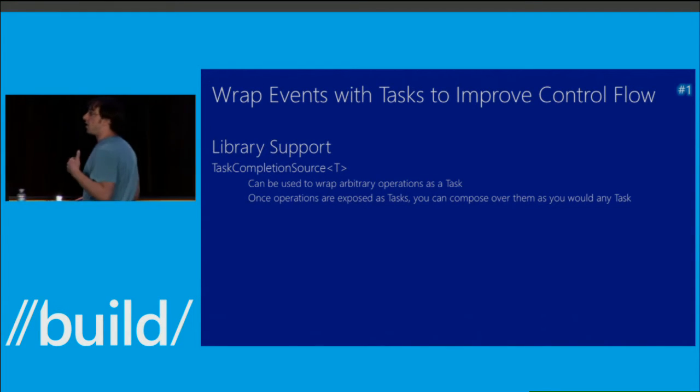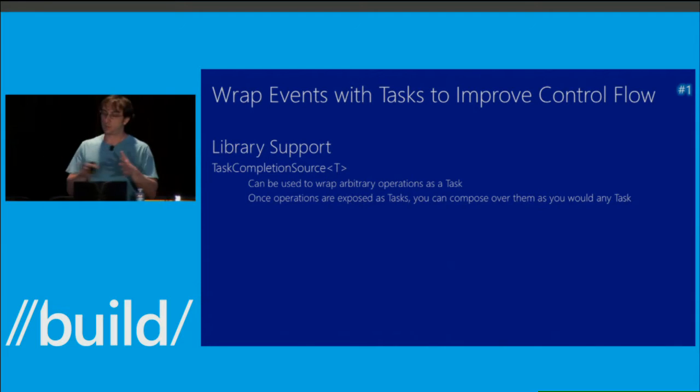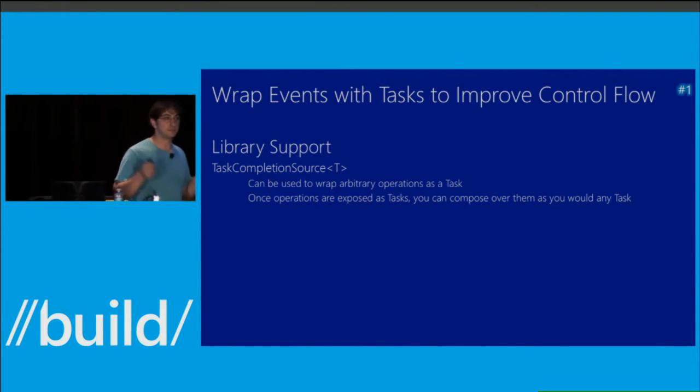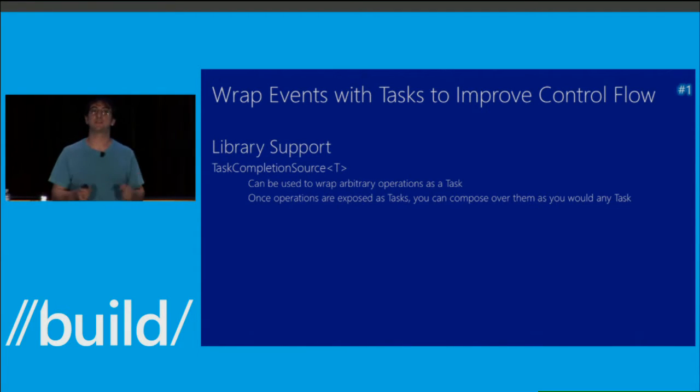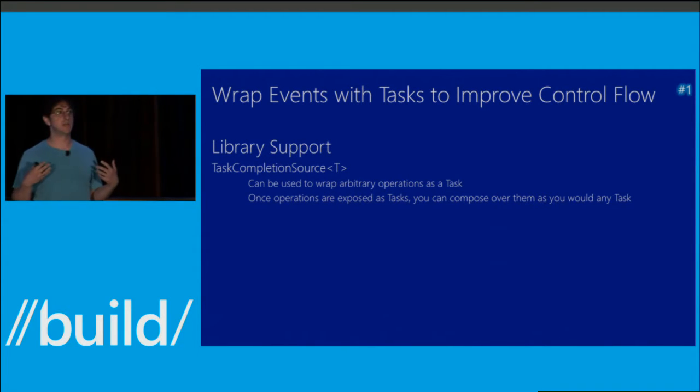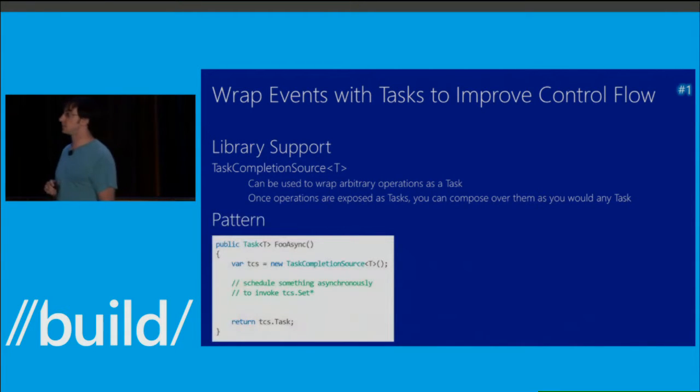And so this first tip, and we'll walk through several examples, is when you have things that aren't tasks, the first thing you should do is make them tasks. And then you're able to use all the control flow and the goodness of TPL that you get out of the box. So what does this typically look like?